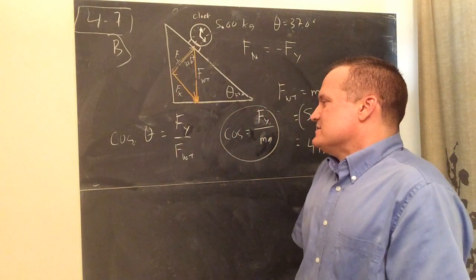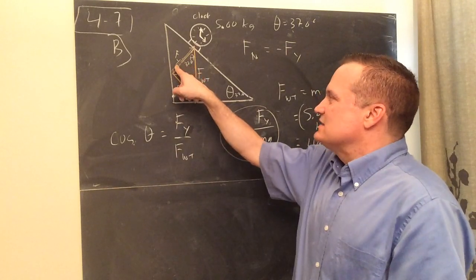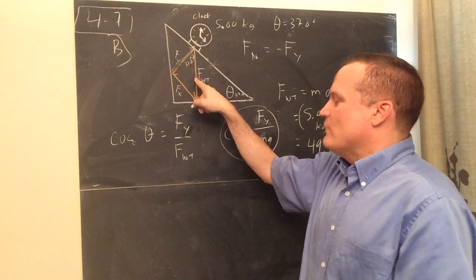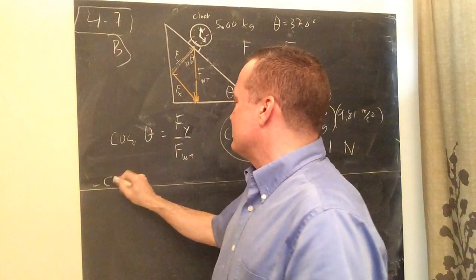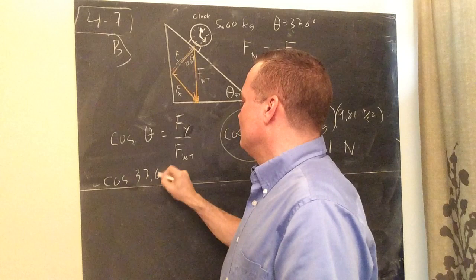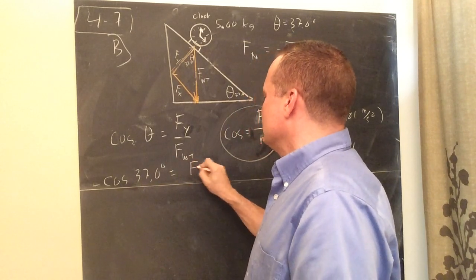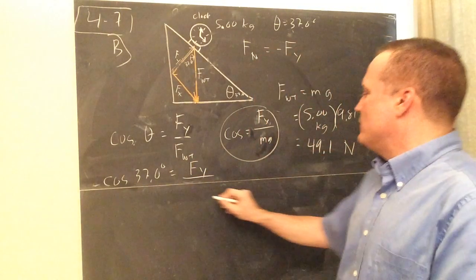Okay, so cosine is adjacent, Fy over F weight. So cosine of theta is cosine of 37 equals Fy over 49.1.